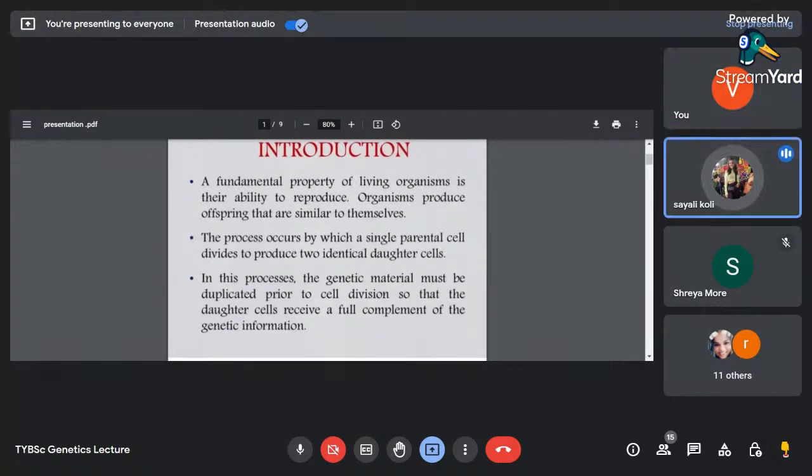So, introduction. A fundamental property of living organisms is the ability to reproduce. Organisms produce offspring that are similar to themselves. The process occurs by which a single parent cell divides to produce two identical daughters. In this process, the genetic material must be duplicated prior to cell division so that daughter cells receive a full complement of genetic information.